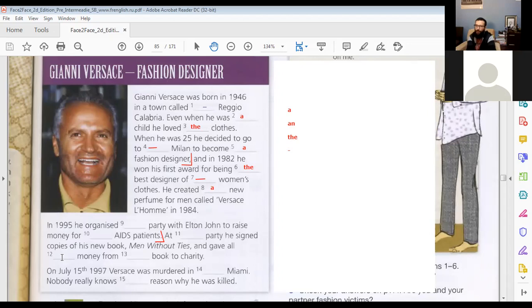Long, okay. In 1995, he organized a party with Elton John to raise money for an AIDS patient. Do you want to use Anne? Yes. Okay. All right. Dua, you can continue from 11. I will change it to that. You want to change it for that, number 10? Yes. Okay.